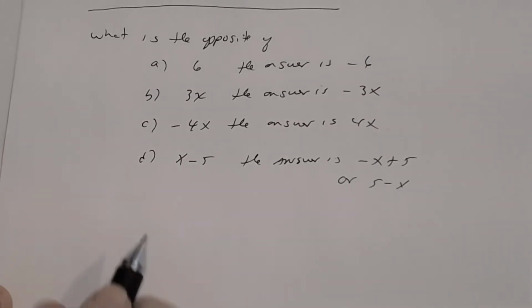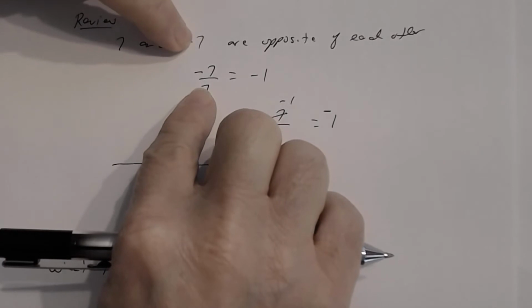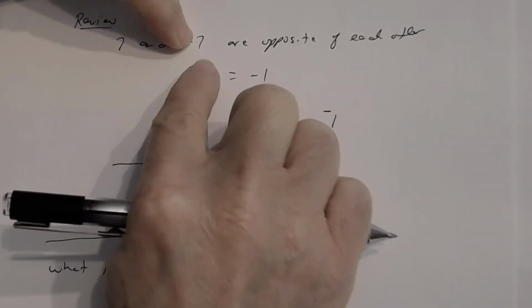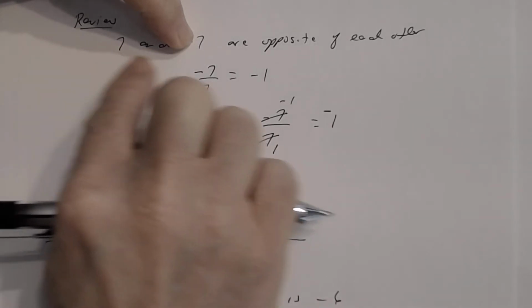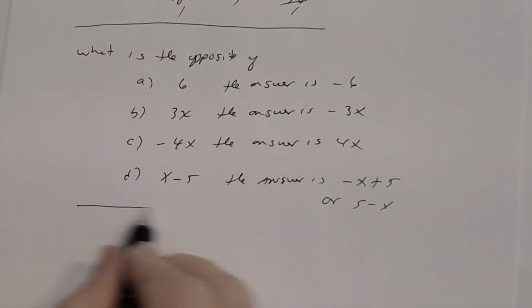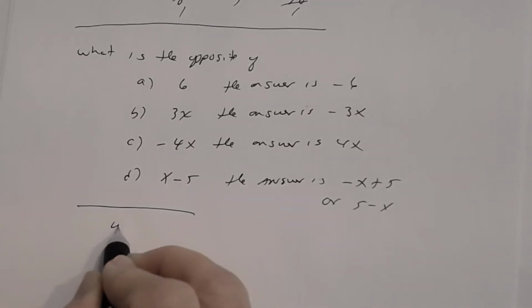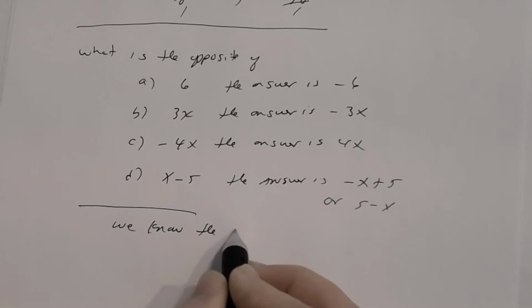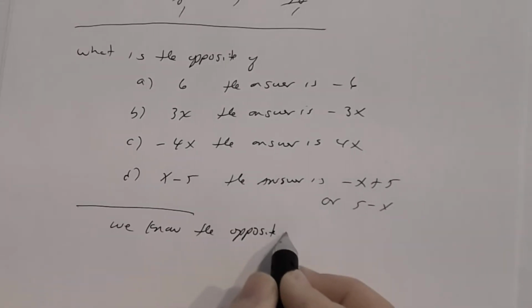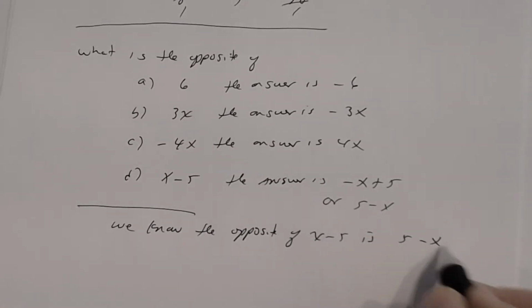Okay, now I want you to notice something else. Listen carefully. Do you remember that when we look at 7 and negative 7, they're both 7s, right? If I want them to be opposites, then this one's going to be positive, this one's going to be negative. So I want you to think about this as well. If we know the opposite of x minus 5 is 5 minus x, y'all agree? Or negative x plus 5, doesn't matter.